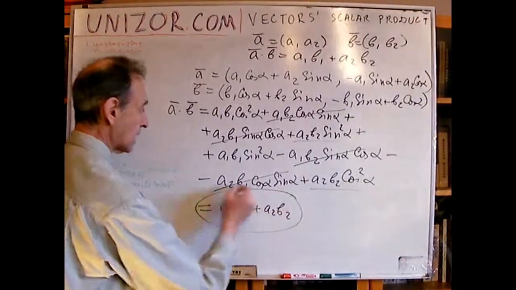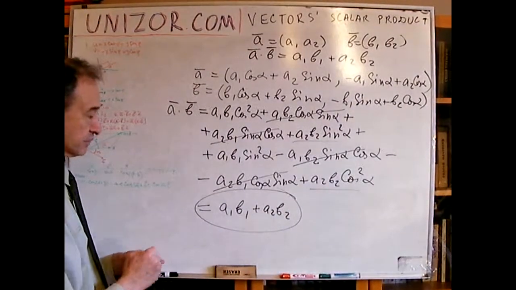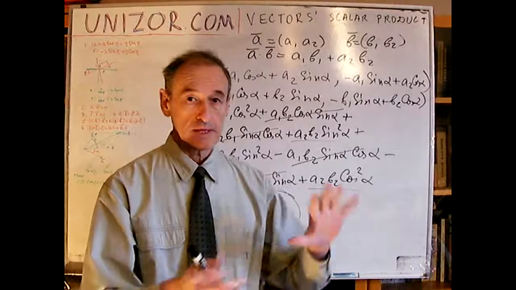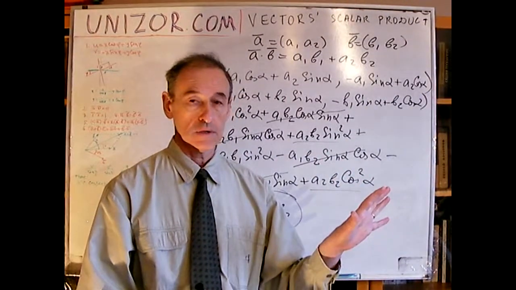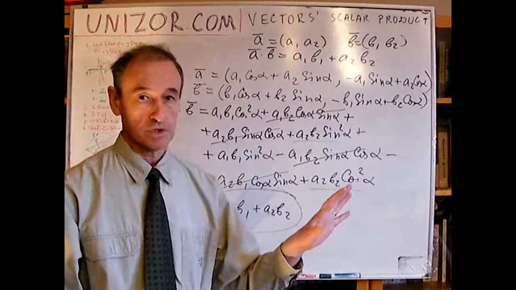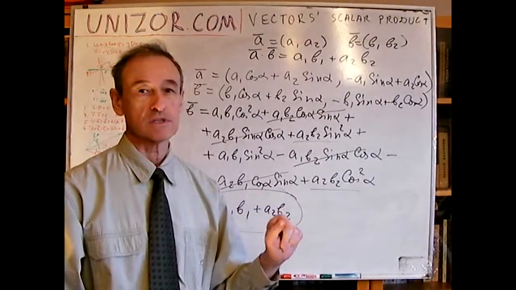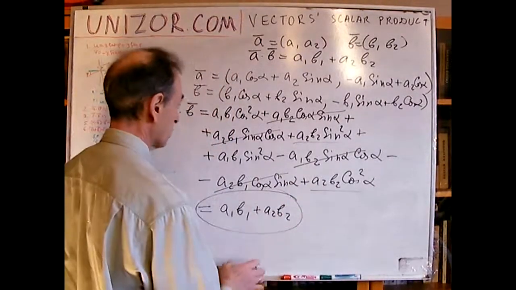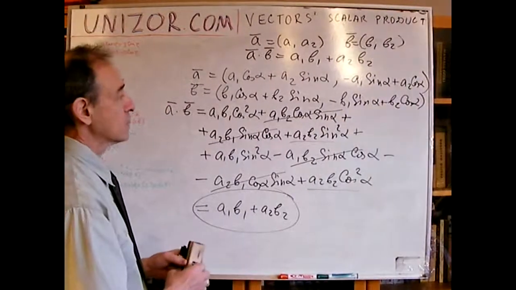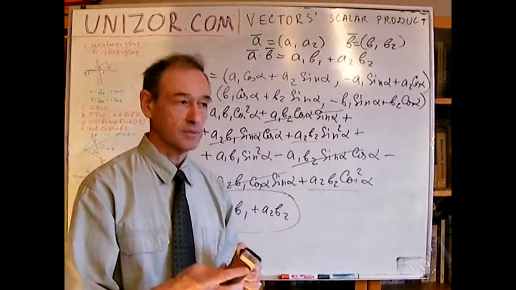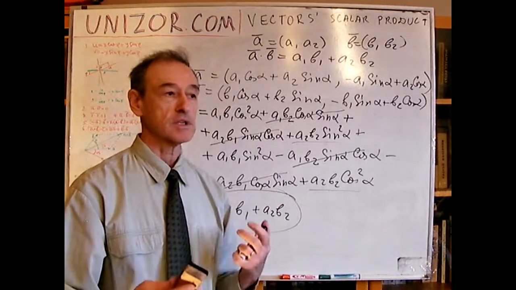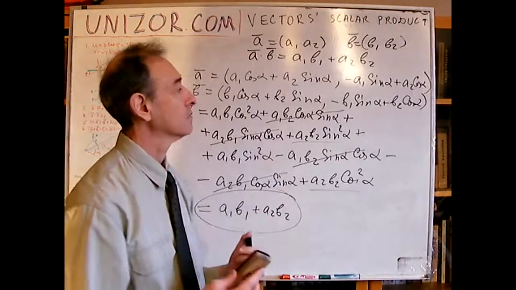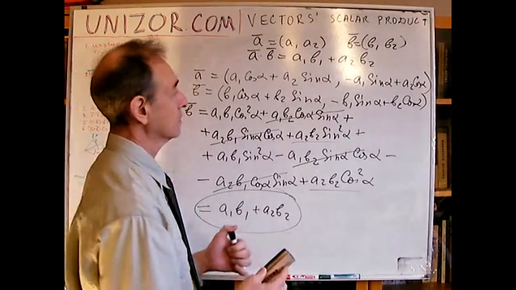As you see, I got exactly the same as before, which proves that rotation of the coordinates changes the coordinates, but it does not change the scalar product. So scalar product is invariant. That's very important. Invariant relative to rotation and other transformations of the coordinates which do not change the metrics, lengths and angles of the system.